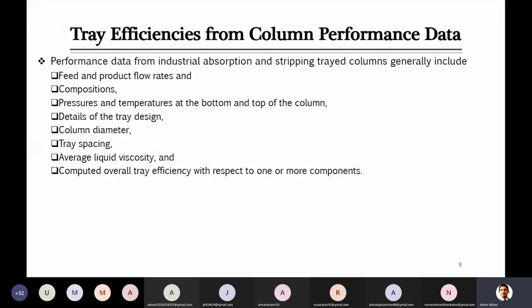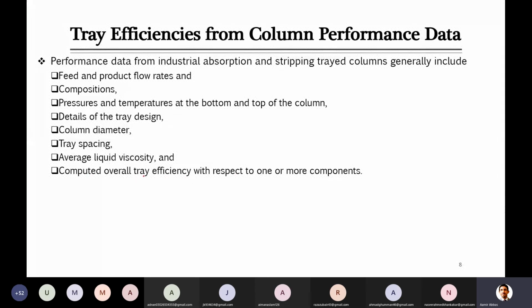So the details of the tray design: which kind of trays are already being used, for example sieve trays or other kinds of trays which we studied, how many downcomers, the downcomer area and so on, weir height. Everything should be known, as well as the column diameter, tray spacing, and the average liquid viscosity at which you are already operating.